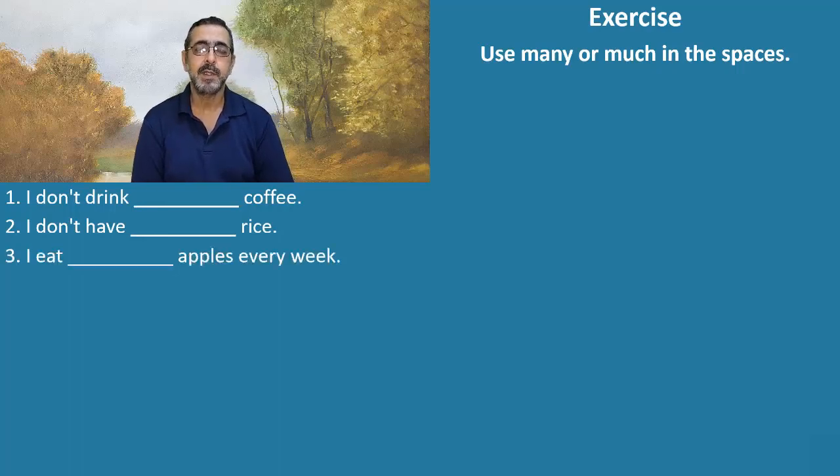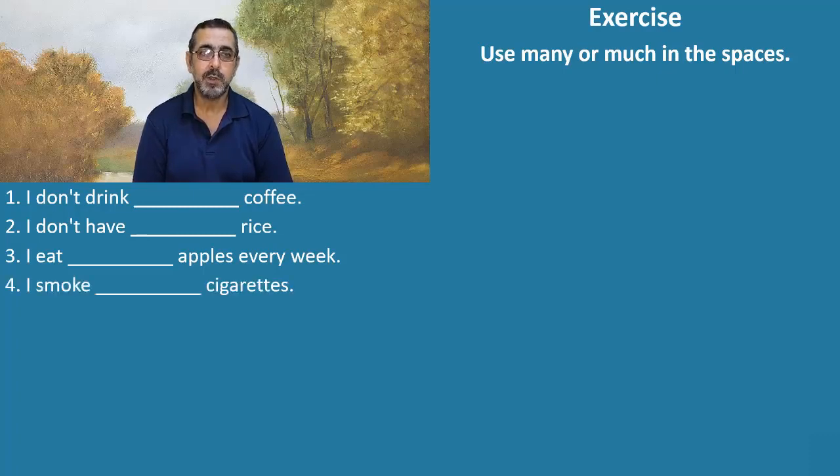I eat blank apples every week. Apples is countable, count nouns. So we say I eat many apples every week. And I smoke many cigarettes, because cigarettes are countable. Usually when you have s with the noun, it's countable, it's plural, so use many. But of course there are some nouns that are irregular, like man, men, woman, women. They don't have s. But if you are confused about a noun that you're not sure about, and if it has s, most likely it's plural, so use many.